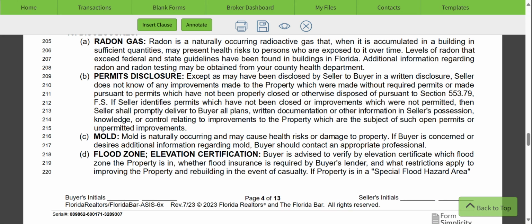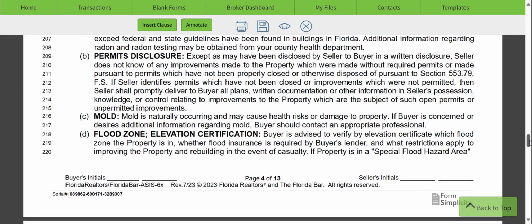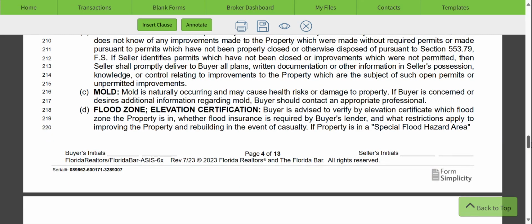Mold. Mold is a naturally occurring substance, but it does have to be tested separately. So be careful of that, and make sure you do get that if you deem, or your home inspector has deemed, that there is mold or potential for mold. You need to have that inspected.